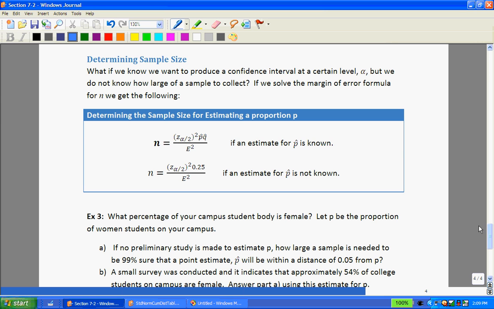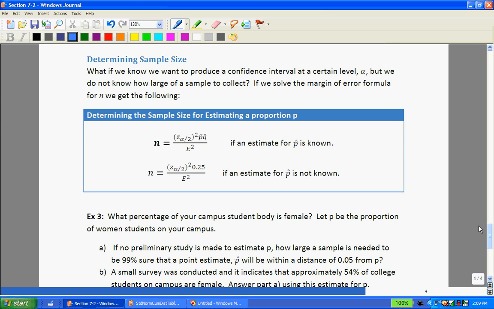Next, moving on to determining the sample size. What if we want to produce a certain confidence interval at a certain level, alpha, but we don't know how large of a sample to collect to make it happen? If we take the margin of error formula and solve for n, we get the following. So this is a formula to determine the sample size for estimating a proportion p.